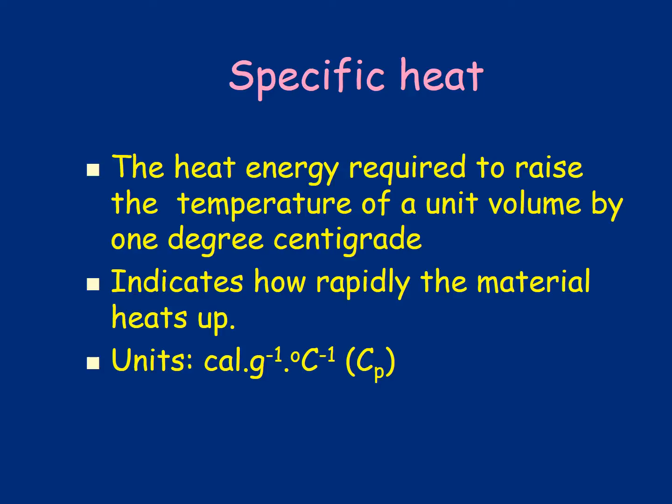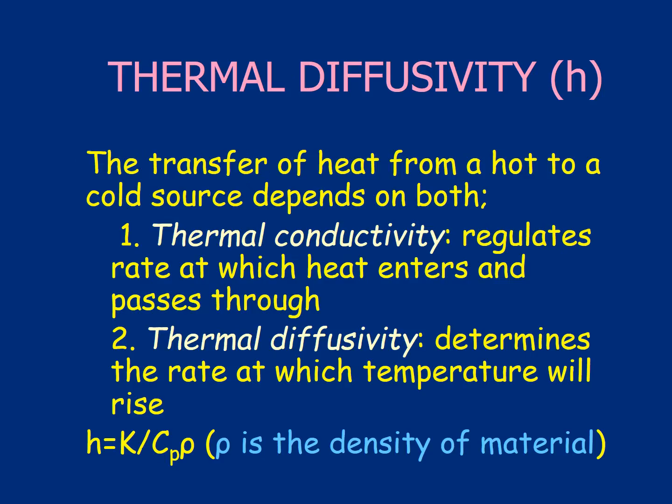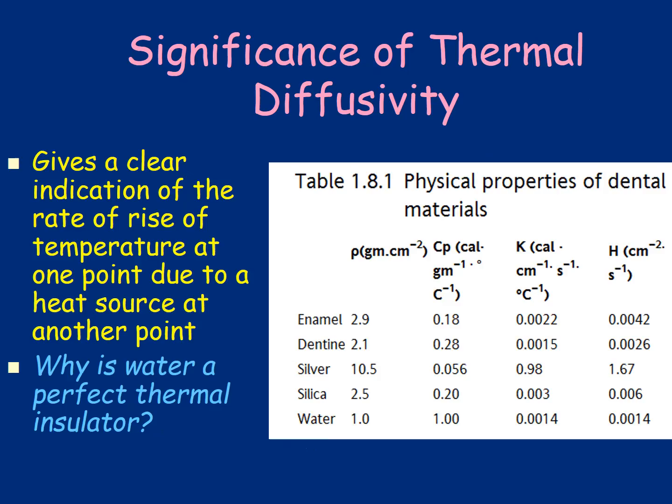Specific heat is the heat energy required to raise the temperature of a unit volume by 1 degree centigrade. It indicates how rapidly the material heats up. When material transfer from hot or cold, it depends on two things: thermal conductivity, which regulates the rate at which heat enters and passes through, and thermal diffusivity, which determines the rate at which temperature will rise. It is represented by H. The water is a perfect insulator because it has a very low thermal diffusivity.